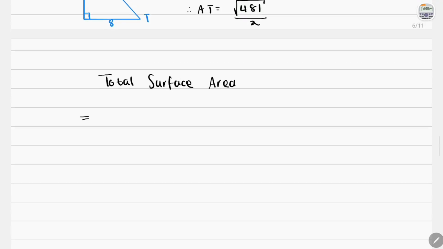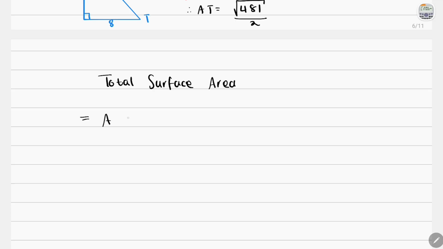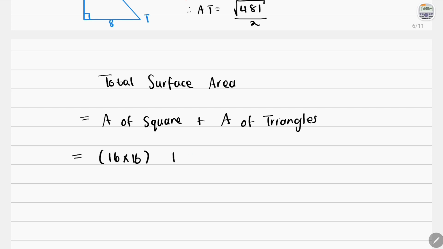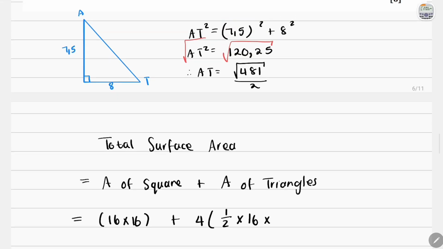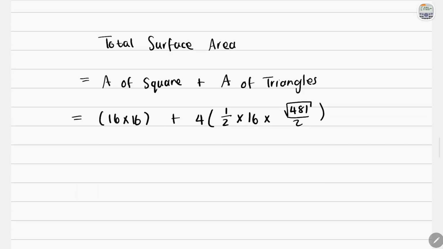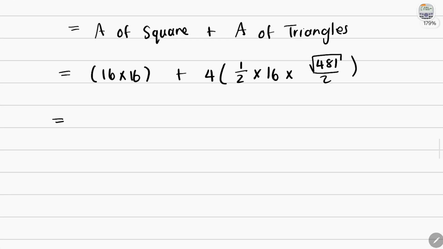Okay, so to find the total surface area, we just get the area of the base, which is the square, and then add it to the area of the triangles. The area of the square was very simple. That was just 16 times 16. And then the area of the triangles, we know that there are 4 triangles here, and each of them is a half times their base, which was 16, times their perpendicular height, which was the square root of 481 all over 2. And all you have to do is put this in your calculator, and you will get your answer.